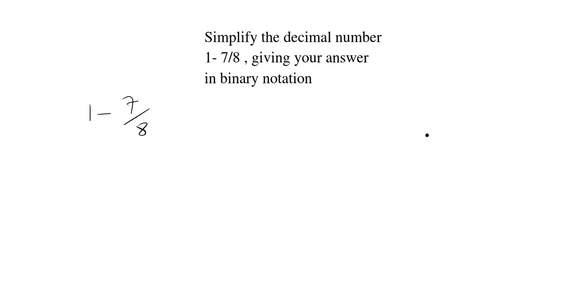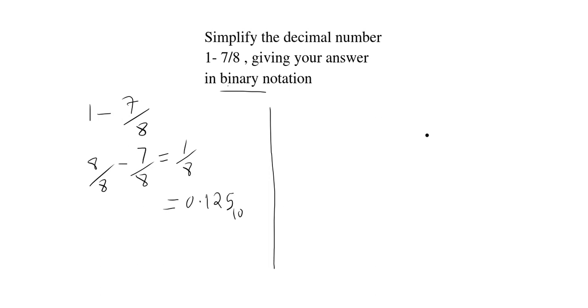First of all, 1 in fraction will be 8 over 8. We subtract 7 over 8, we get 1 over 8. When you convert this fraction to decimal form, you'll get 0.125. And this is now base 10. This number is the one that we are going to convert now to binary notation.